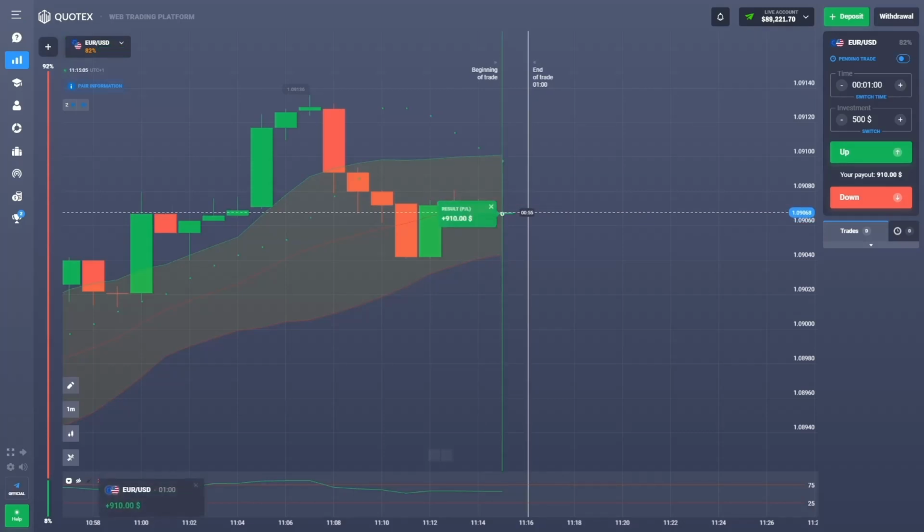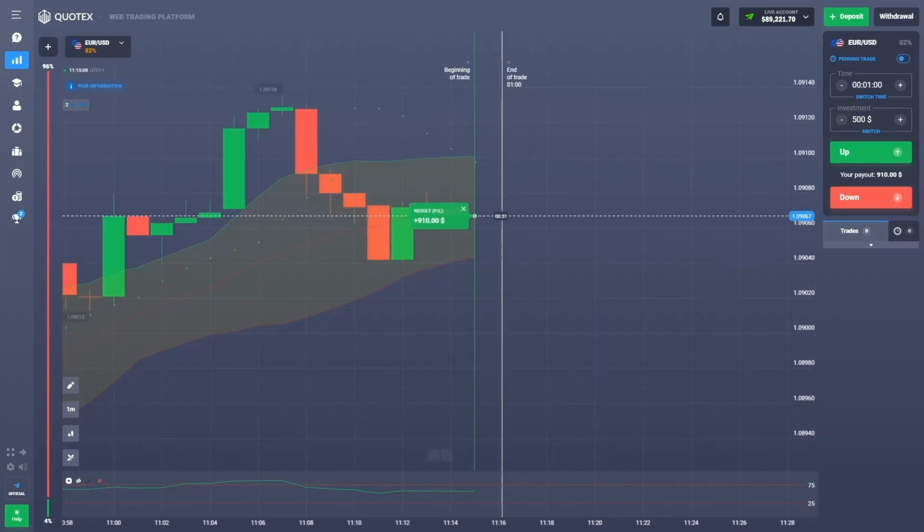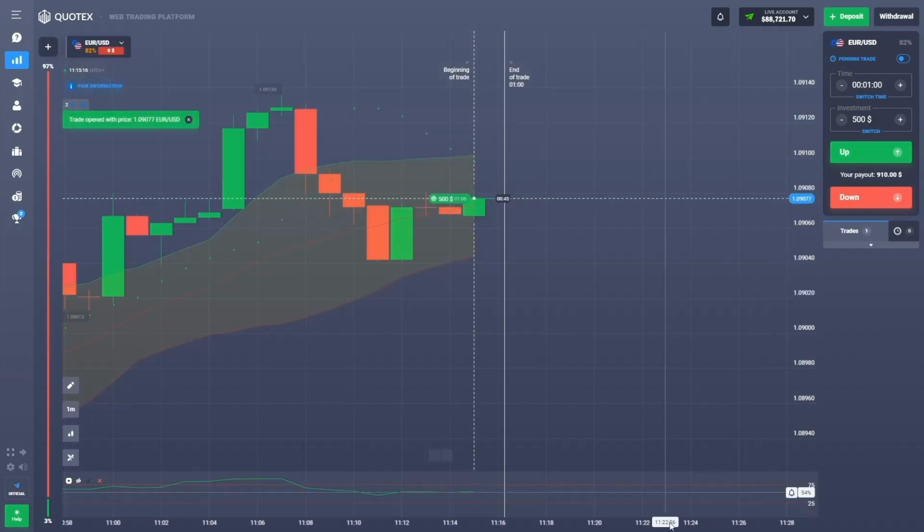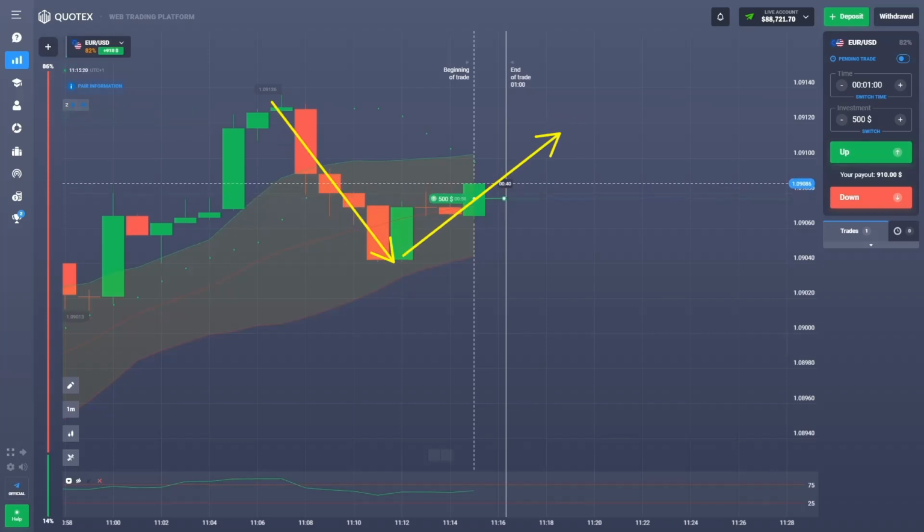So yeah, we made our first $310. Great, $310. Let's see. So this one is going to be a green candle.